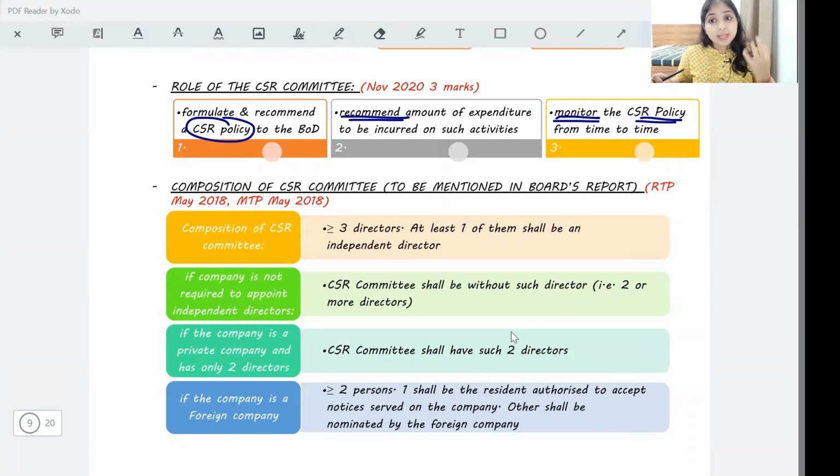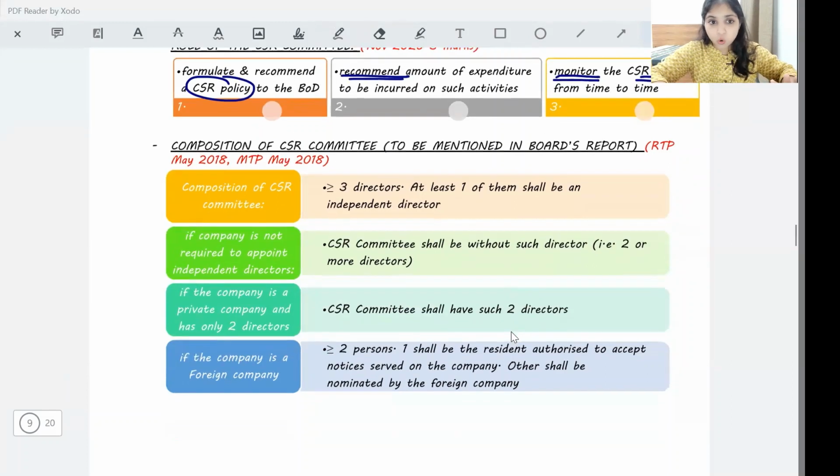This CSR committee has 3 roles, 3 responsibilities, 3 duties. Number 1, this CSR committee will make a CSR policy. It will formulate a CSR policy and give it to the board of directors. This CSR policy will guide the board of directors on how much has to be spent on what activity. And this CSR committee will also monitor and check whether the company is following the CSR policy or not.